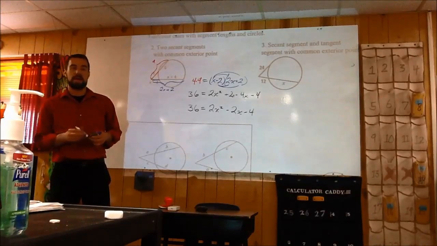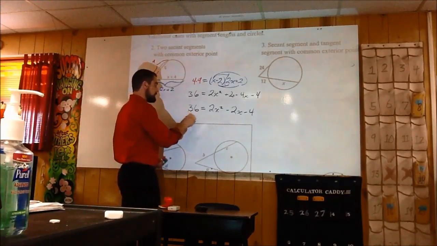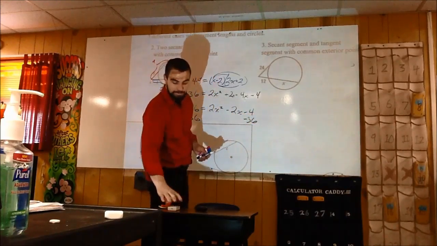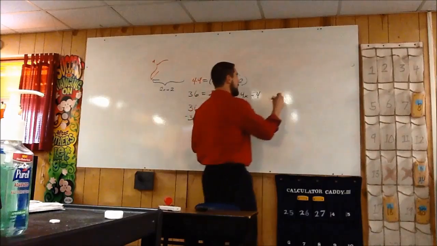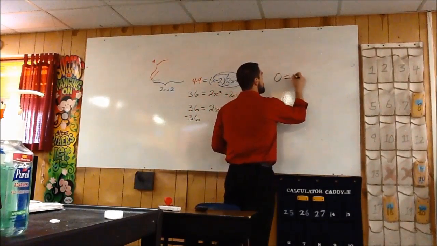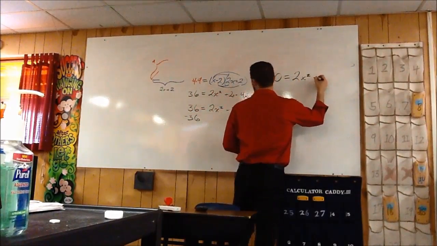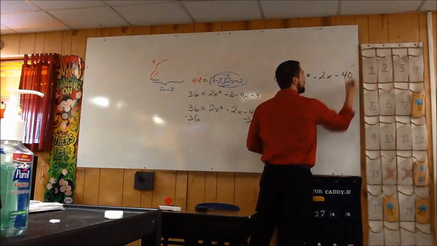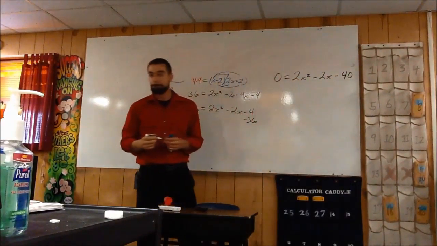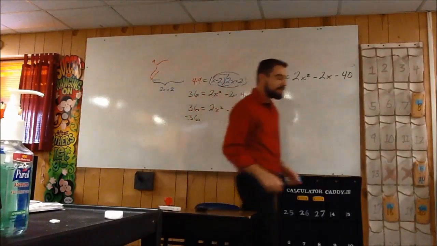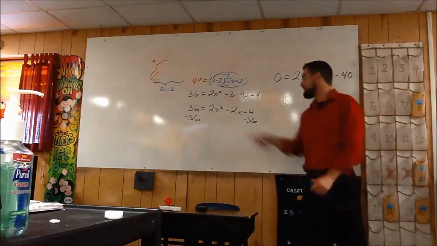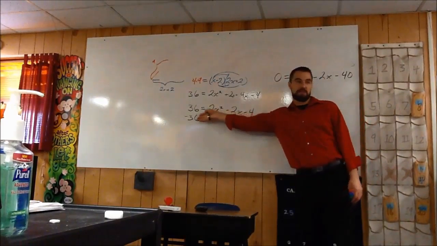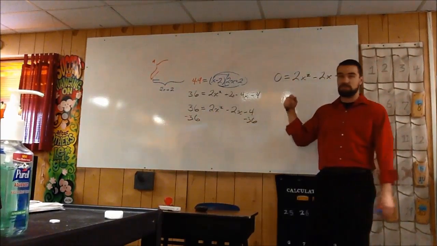So how am I going to go ahead and do that? Subtract 36 from both sides. Good. All right. So I have got that 0 is equal to 2x squared minus 2x minus 40. Now, some of you may have done something different right here. Did anyone have any other thoughts of what to do before we subtracted 36 from both sides?